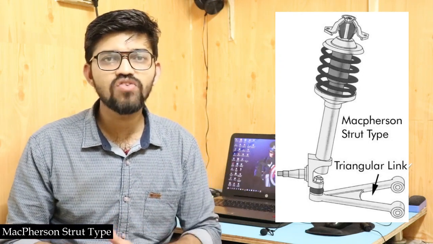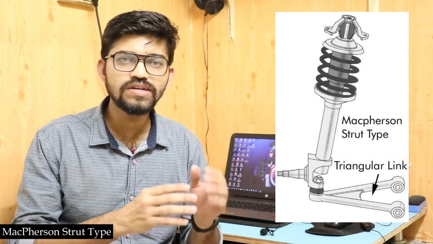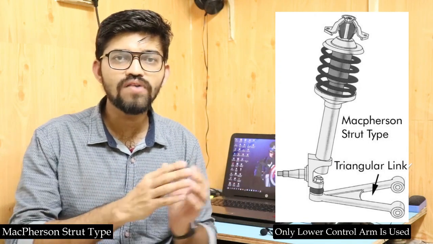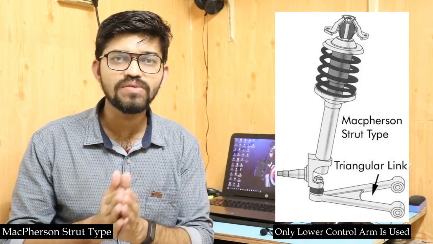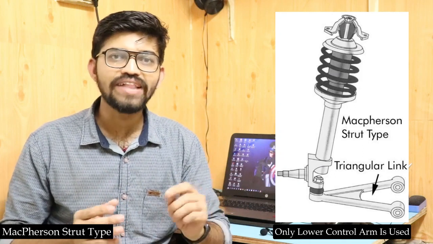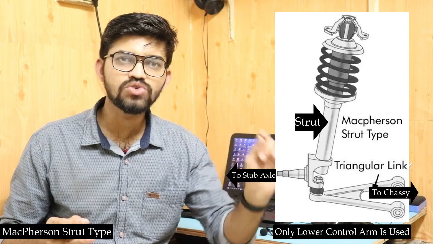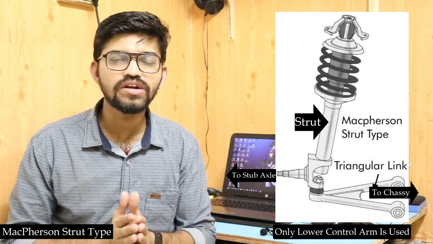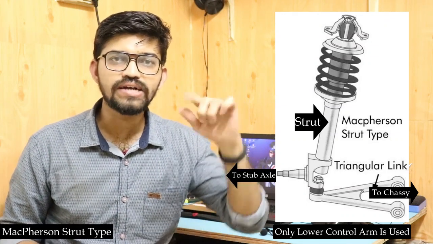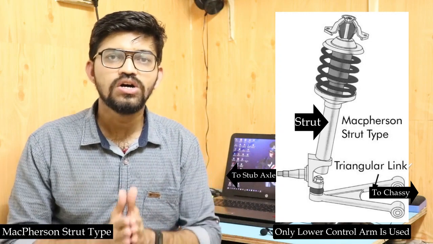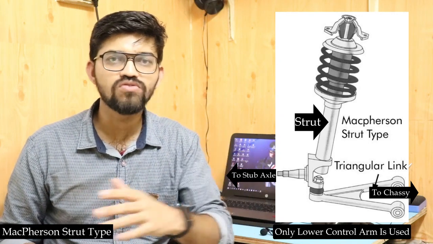So in the case of the Macpherson strut type of suspension arrangement, only the lower control arm, the lower wishbone arm, is used. The upper wishbone arm is removed, and this lower wishbone arm is hinged to the chassis frame. The other end of the lower wishbone arm is connected to the strut, and the strut is connected to the stub axle. On the top side of the strut there is an arrangement of the coil spring and the shock absorber. This strut again gets connected to the body structure. So that was the construction of the Macpherson strut type of arrangement.